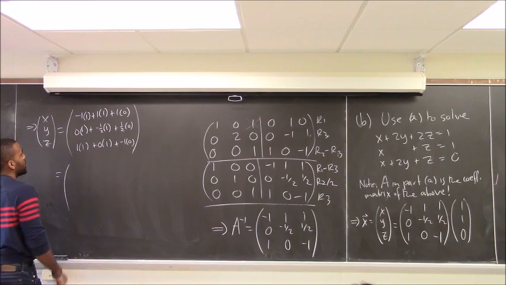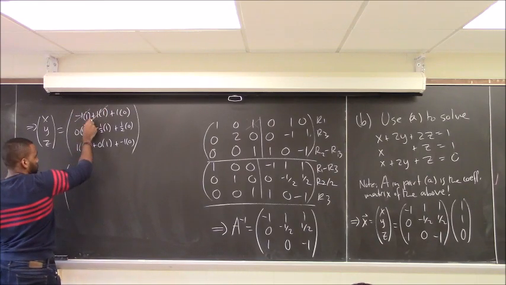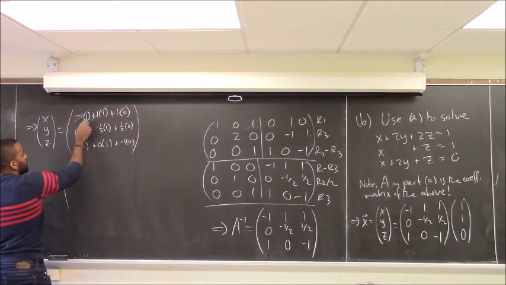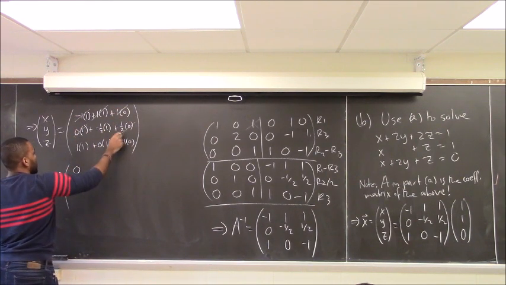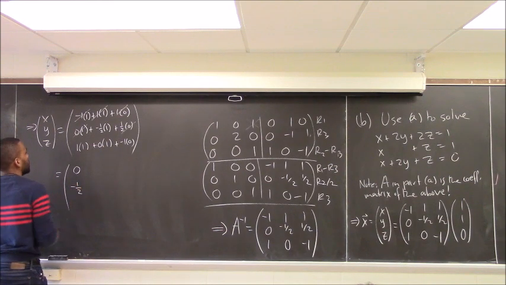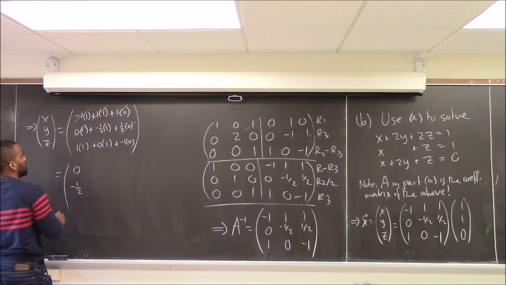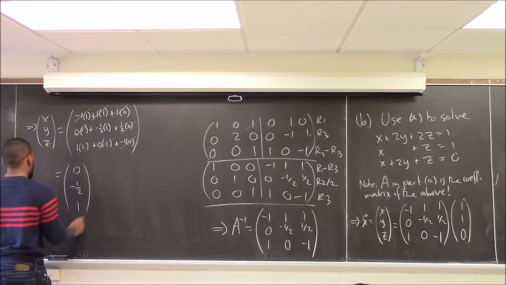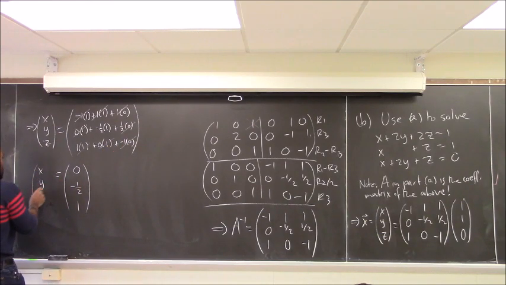So this would be minus 1 plus 1 is 0 plus 0 is 0. 0 plus 0 minus a half. And 1 plus 0 plus 0 is just 1. So that should be my solution.